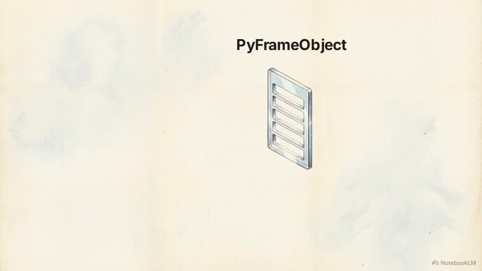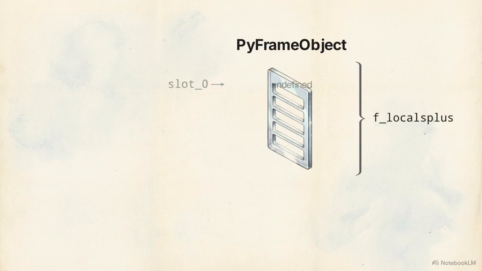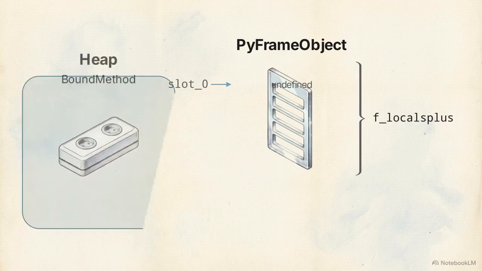CPython immediately responds by constructing a temporary execution frame in the top right pane. CPython is the default reference implementation of the Python language written in C. This frame isolates the memory and variables for this specific process. Inside the frame is an array of local variables called f_localsplus. The first slot, slot 0, begins completely undefined.